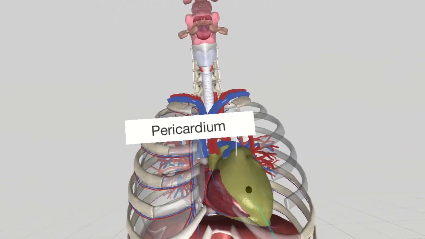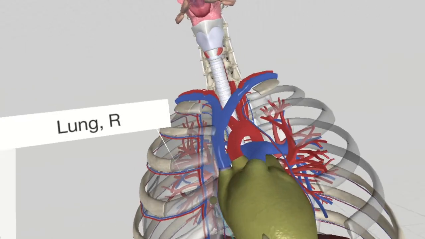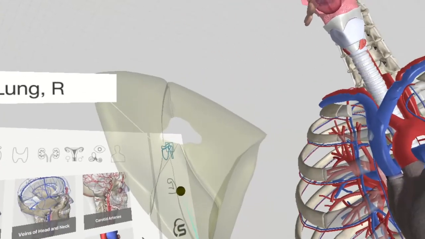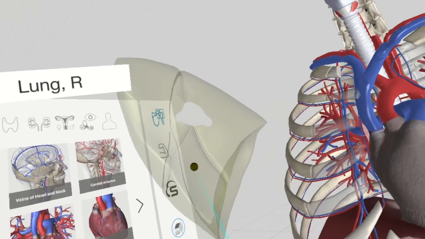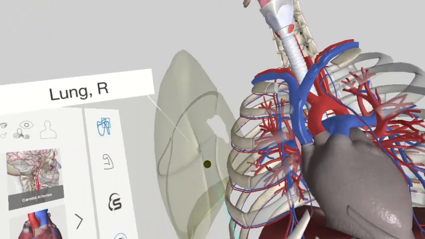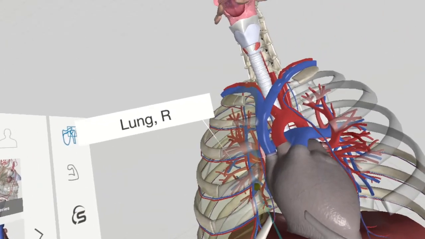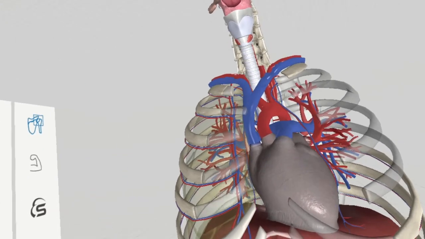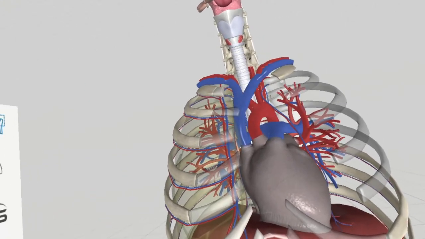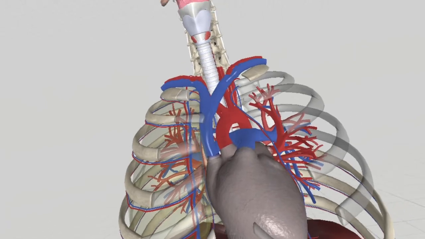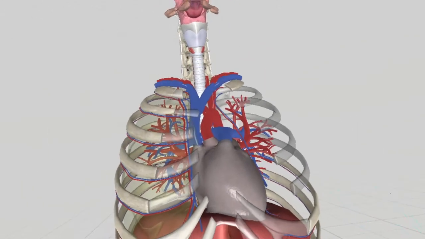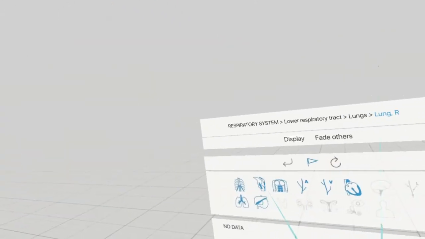So the pericardium and the mediastinal surface here of the parietal pleura covering the lung are very intimate. And the nerve and vascular supply for both of those structures is sandwiched between those. Let's remove the lungs and connective tissue to better view this.